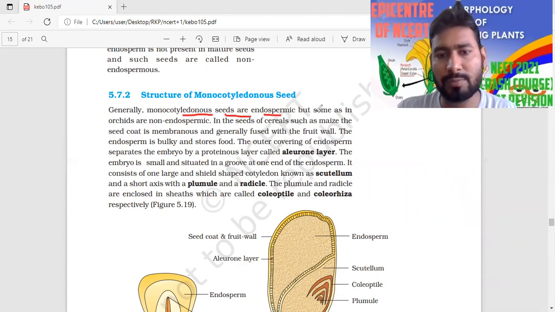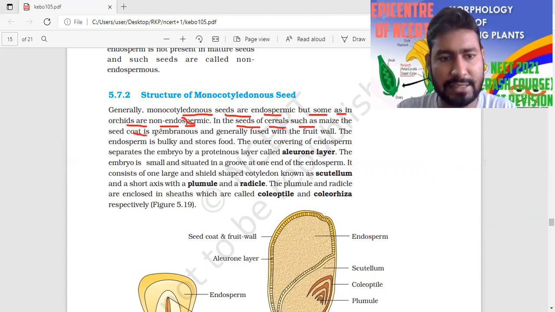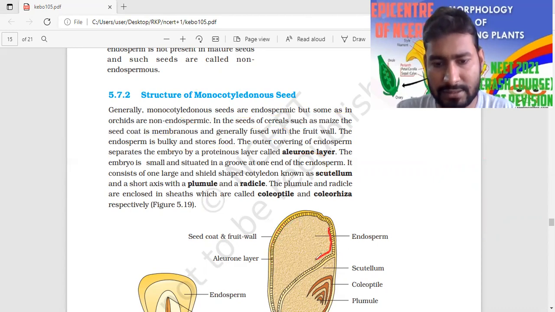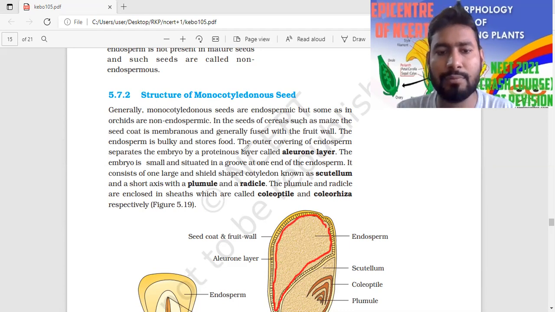Monocotyledonous seeds are endospermous, but some, as in orchids, are non-endospermic. We have discussed that in cereals such as maize, the seed coat is a membrane generally fused with the fruit wall. The endosperm is bulky and stores food. Here is the structure: the endosperm becomes very bulky and stores the food material.